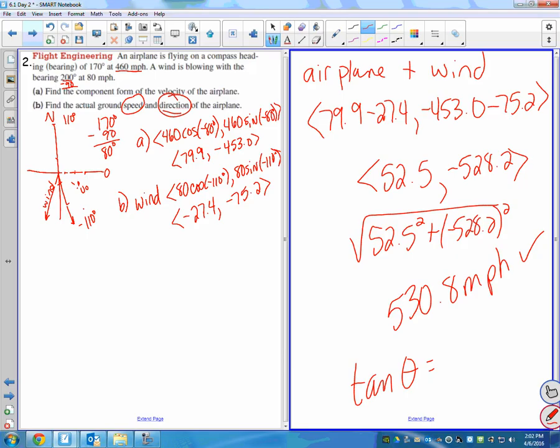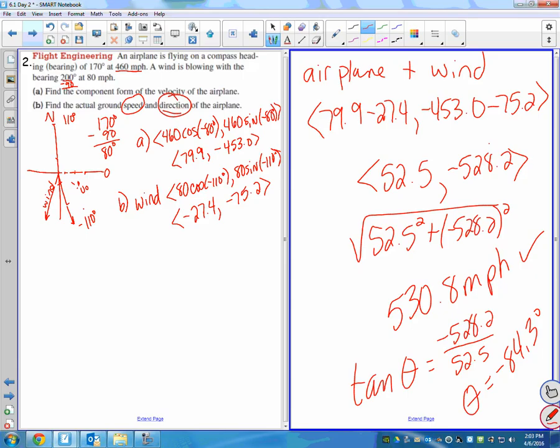Tangent: if these are my components, remember I can just take this divided by this. It's like opposite over adjacent. So negative 528.2 over 52.5. And so I got the angle to be about negative 84.3 degrees.